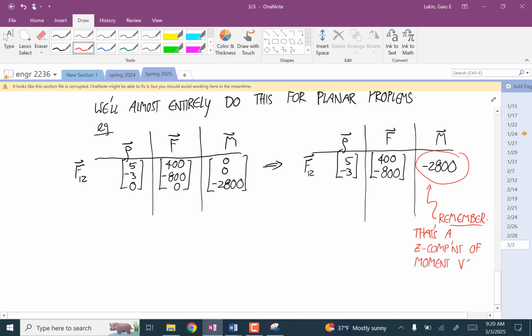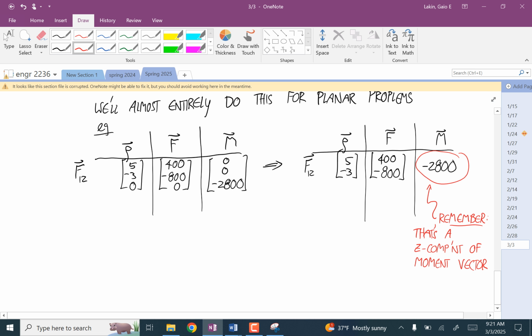So we always do z. Yeah, when you're doing problems that just exist in the xy plane, the moments are always just z components. That's just the way the cross product has to work. So if you're working in the xy plane, the rho vector and the force vector only have x and y components, right? That makes sense, right? Because it's a cross product.